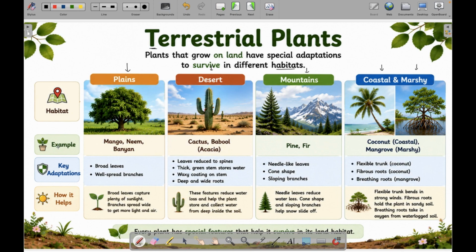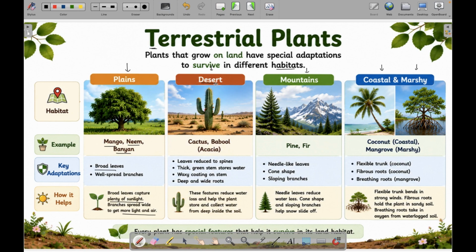Okay, what are some of the examples of plants that adapt to plains? They are mango, neem, and banyan, right? What type of adaptation do we see in such plants? They have broad leaves, right? They have broad leaves so that they can capture plenty of sunlight. And their branches, if you notice, are very well spread, right? It is to get more light and air, right? So they have broad leaves to capture more sunlight, and they have wide branches to get more light and air.